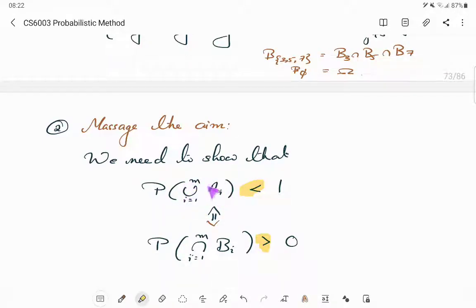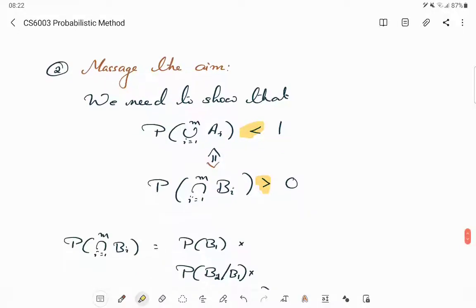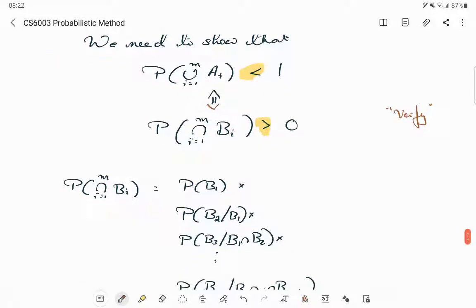In order to show that this union event has probability strictly less than 1, it is enough to show that its complement event has probability strictly greater than 0. And if you expand its complement event using De Morgan's law and denote each Ai complement by Bi, this is what you get. Easy to verify, okay? You should verify it, but it's easy to verify. Now, but again, this is not what we will prove. If we prove this, this is also enough, okay? But again, we will prove something which will imply this, okay?